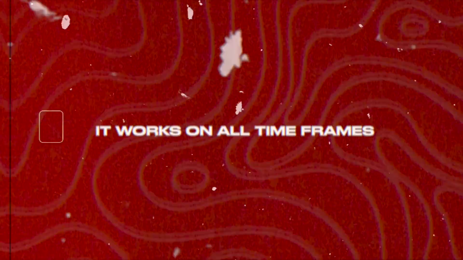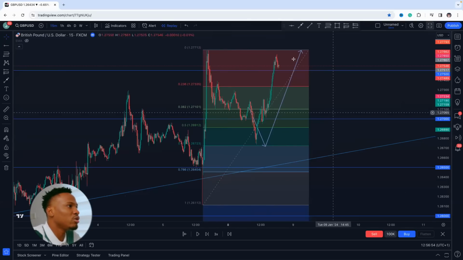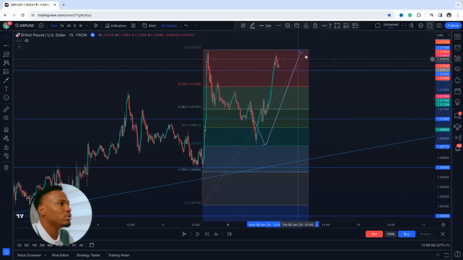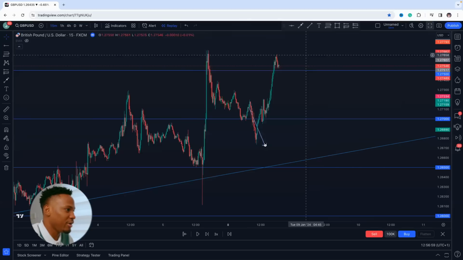Now the next thing is it works on all time frames. I've been doing this on the 15 minutes time frame, because I'm a day trader. Now let me take you to the aspect of a swing trader. For a swing trader, you want to be getting into position on the 1 hour time frame. So let's scrap all these things that I've done on the 15 minutes time frame and go replicate it on the 1 hour time frame.